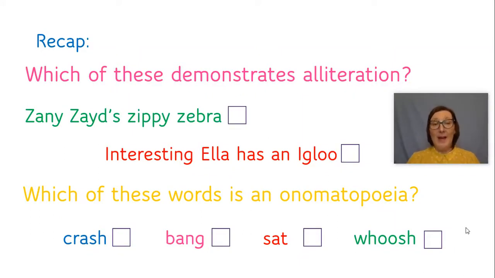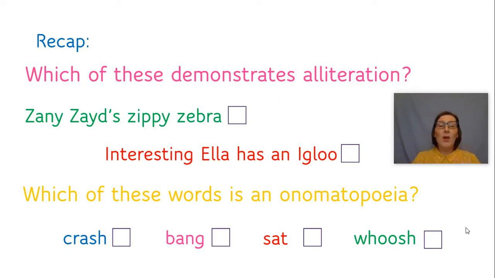So before we begin, I would like you to have a go at recapping this from yesterday. I have two questions here. My first one is, which of these demonstrates alliteration? Now, can you remember what alliteration is from yesterday? I have two options here and you can tick the correct one. It's on your worksheet. Zany Zaid's zippy zebra, or Interesting Ella has an igloo. Which of those demonstrates alliteration for me?